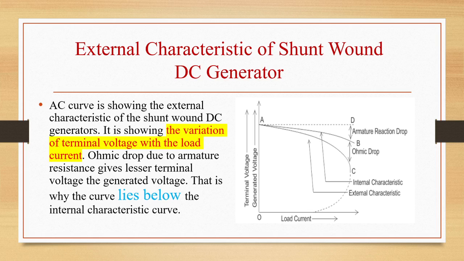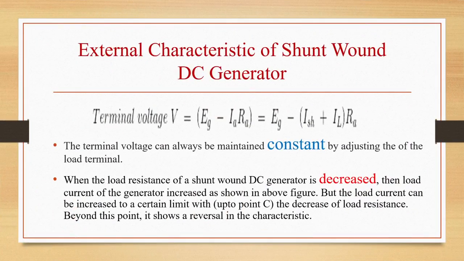And this curve is lying below the internal characteristic curve. That is, the external characteristic curve is lying below the internal characteristic curve because of ohmic drop. So V is equal to Eg minus IaRa. From this equation, we can write Eg minus (IL plus ISH) into Ra. And terminal voltage can always be maintained constant by adjusting the load terminal.